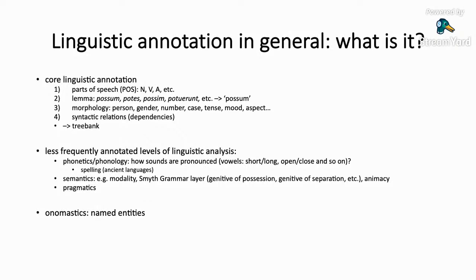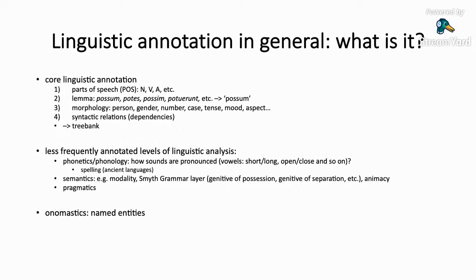And then you have morphological analysis, and also the analysis of the syntactic relations. So in the case of classical languages, this is mainly syntactic dependencies. This is the analysis that you usually find in a tree bank. And I would say that this is really the basis of a linguistic annotation.